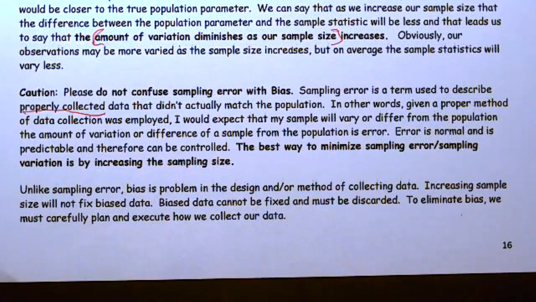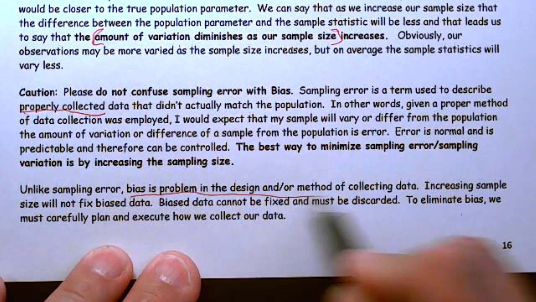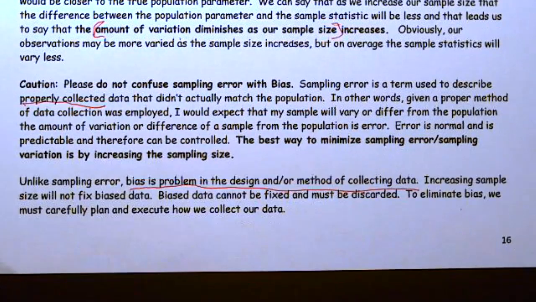And then once again, unlike sampling error, bias is a problem in the design or in the method of collecting data. And increasing sample size will not fix biased data. All right. Biased data cannot be fixed and must be discarded. So once again, sampling error versus sampling bias. Bias is a bad design or poorly executed, and it's going to overrepresent part of the population. We cannot fix it. Increasing sample size will not help.